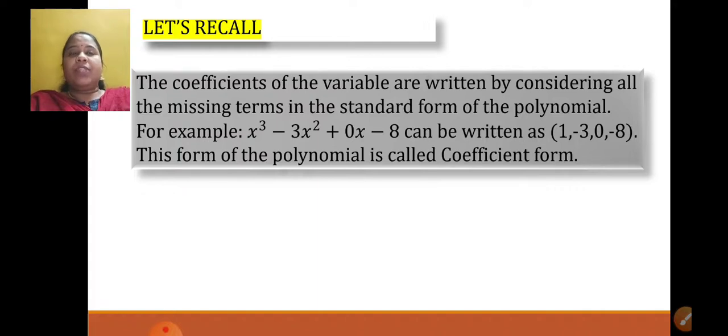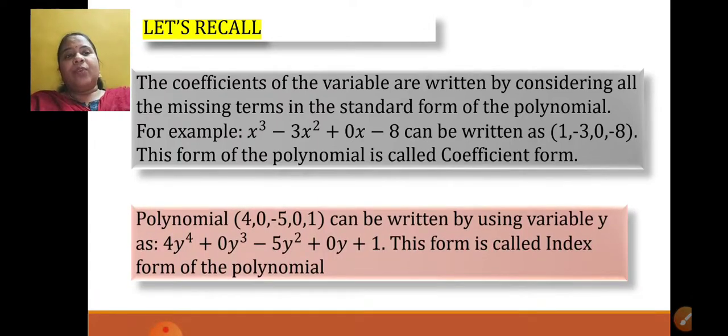Now reverse of this is the index form. Suppose I give you a polynomial like this, 4, 0, minus 5, 0 and 1 and ask you to write the index form. How can it be written? Suppose I want the index form using the variable y. So you just need to count it. 1, 2, 3, 4, 5. How many terms are there?